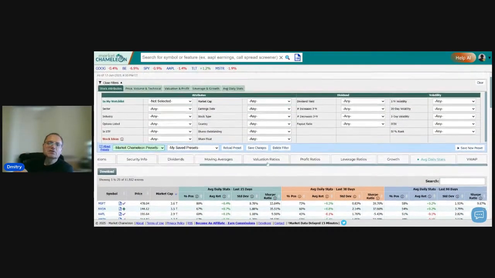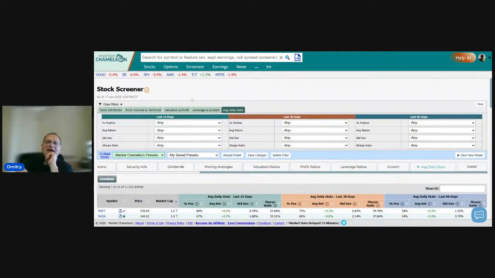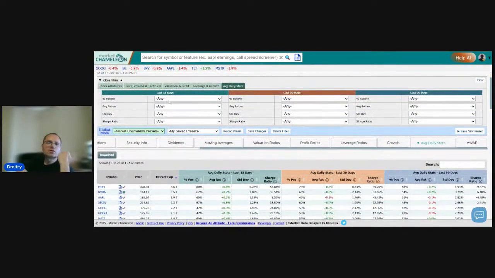So I'm going to slide up here, and we're going to go to this tab, average daily returns, and we have these filters for last 15 days, 30 days, and 90 days. And we could filter based on the number of days that were positive versus negative. We could look for returns above a certain amount, and standard deviation. Or we could also do it on a relative basis versus SPY. So here's the benchmark, SPY.